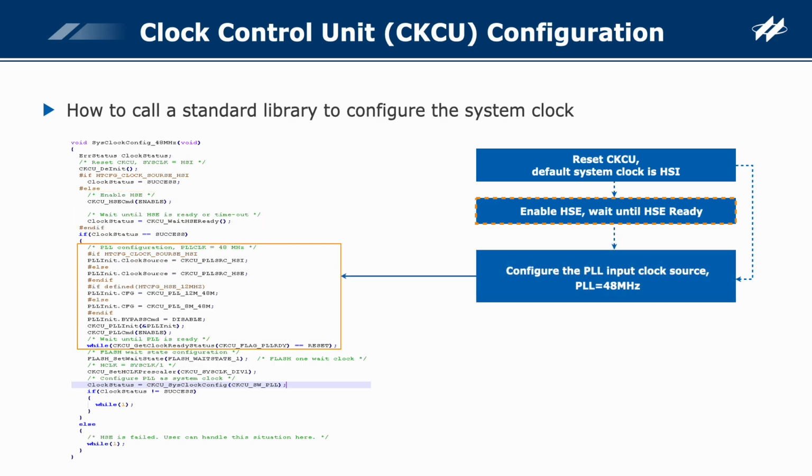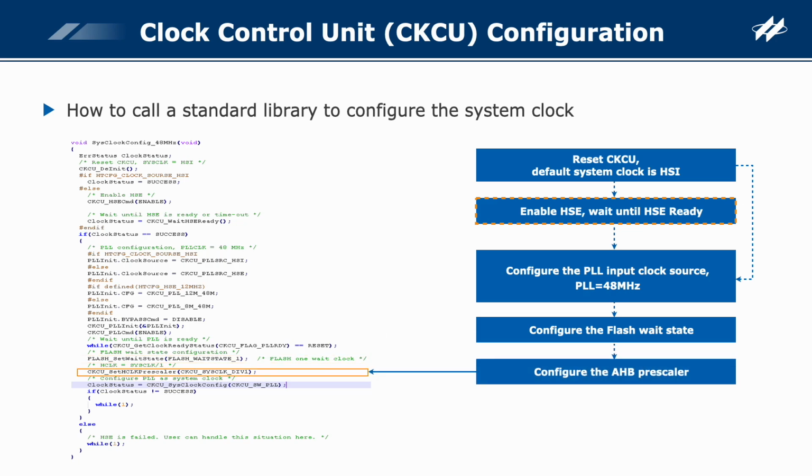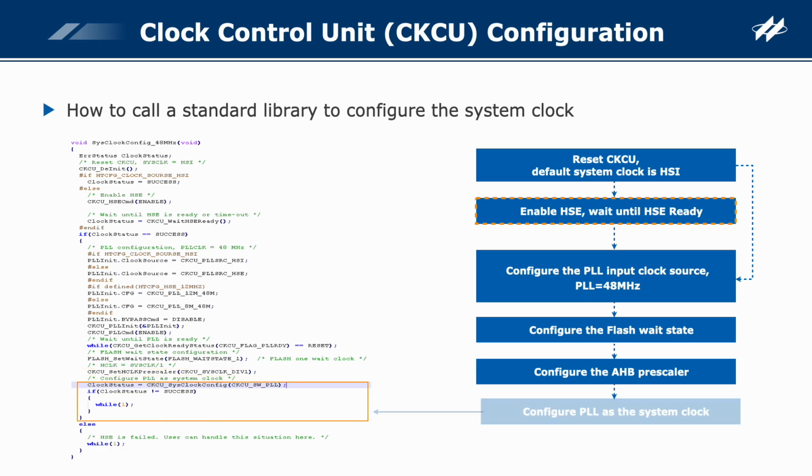Third, configure the PLL. First configure HSI or HSE as the PLL input clock and then configure the PLL output clock according to the clock source frequency. Fourth, configure the flash wait time. There are three options: no wait, 1 clock, or 2 clocks. Fifth, configure the AHB prescaler. Finally, configure the PLL as the system clock.